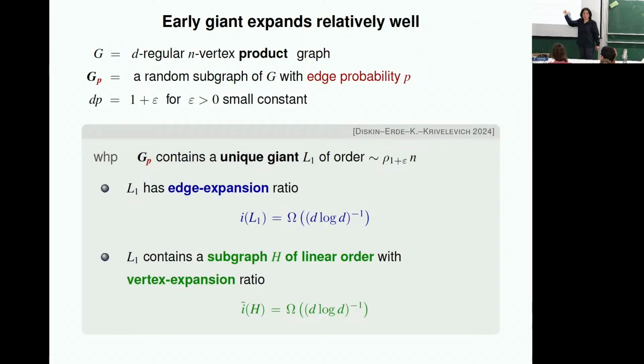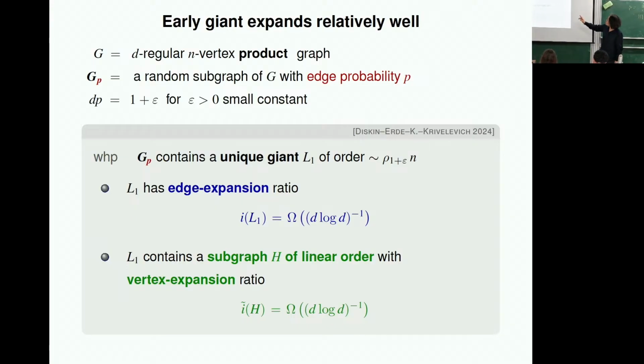You cannot hope for a constant expander, because our graph is so sparse. If you think about an expander graph, the vertex expansion ratio and the edge expansion ratio are always at least some constant. We cannot hope for it because our graph is so sparse. Nonetheless, it's 1 over d log d.